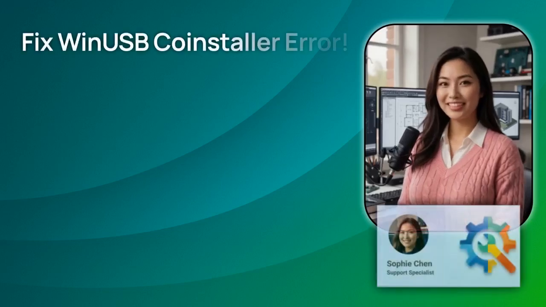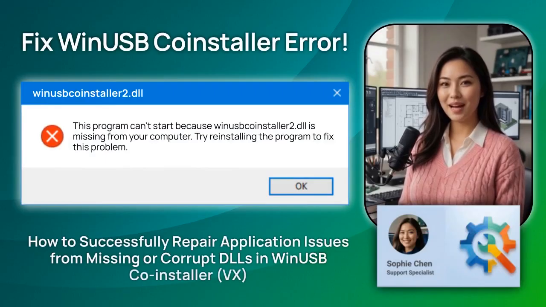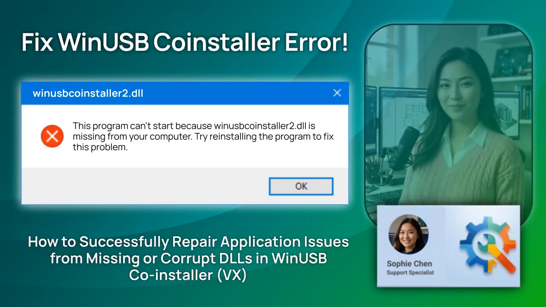Is your Windows operating system reporting the WinUSB Co-installer 2 DLL failure? I'm Sophie Chen, a Windows system specialist. Let's resync your file architecture and restore your system integrity now.